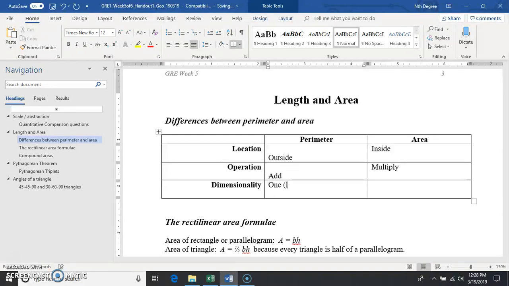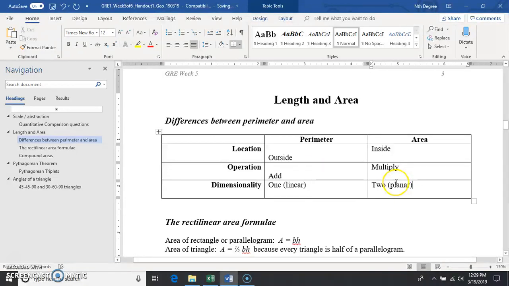A one-dimensional measurement is also called a linear measurement. That basically means that you could measure a perimeter with a piece of string as long as you're able to fold or bend the string around the shape. An area is two-dimensional. You can't measure an area with a piece of string. You have to cover it with tiles or cover it with paint or something like that. And two-dimensional measurements are also called planar because they're part of a plane.